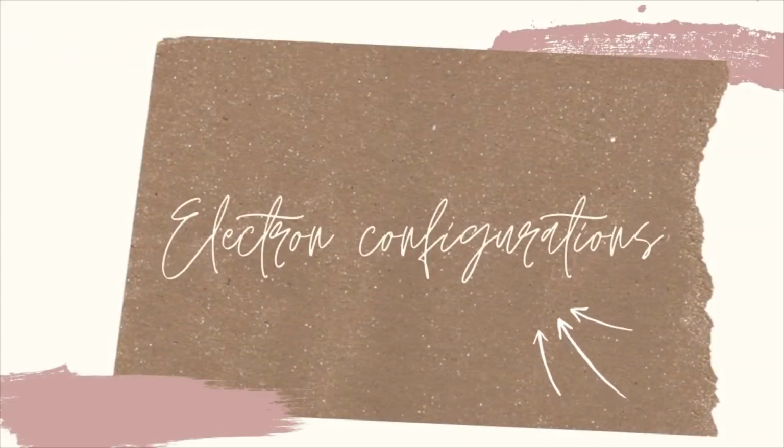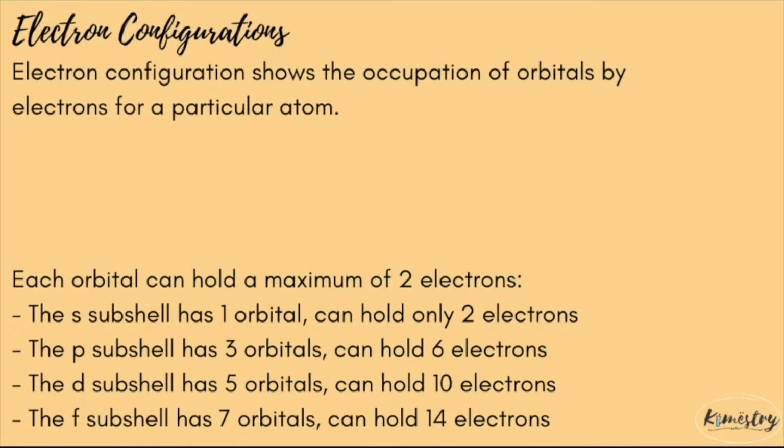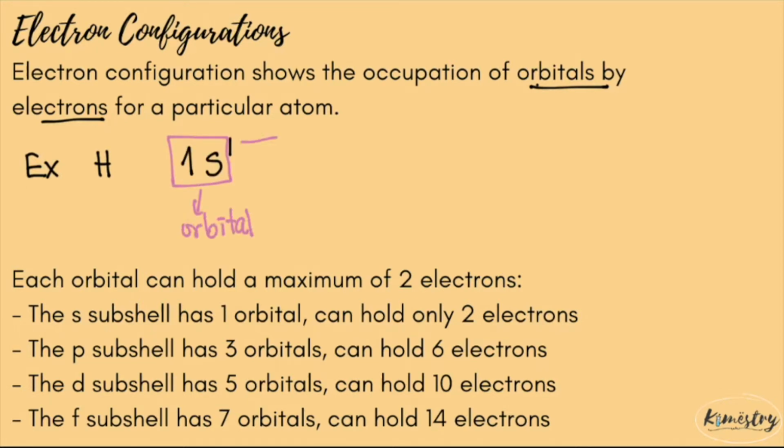So today we're going to talk about electron configurations. Electron configuration shows the occupation of orbitals by electrons for a particular atom. So in short, it is basically a summary of how the electrons are put around the nucleus. For example, hydrogen is 1s1. So 1s is called an orbital, and the number 1 here is the number of electrons in the orbital. Keep in mind that each orbital can hold a maximum of 2 electrons.